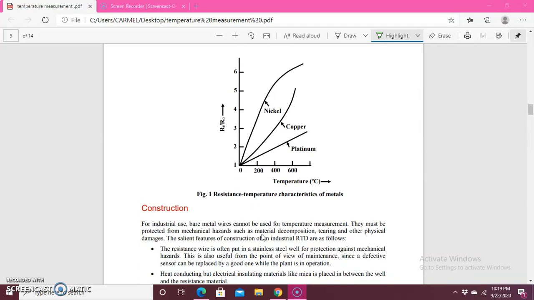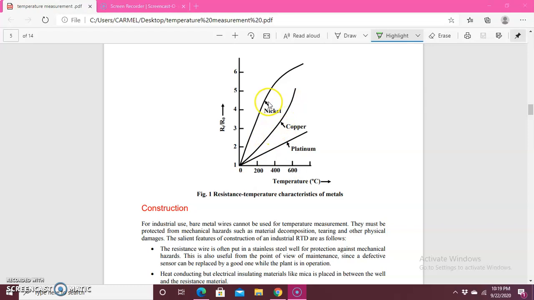You can look at the graph over here. There is a relationship between temperature and resistance. We get a linear relation for platinum. Then for copper, it goes on increasing.